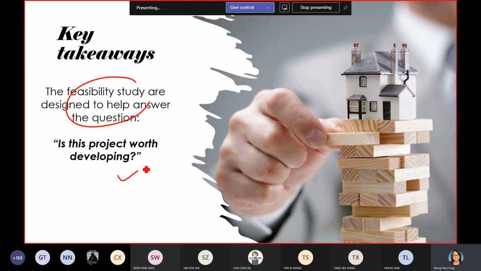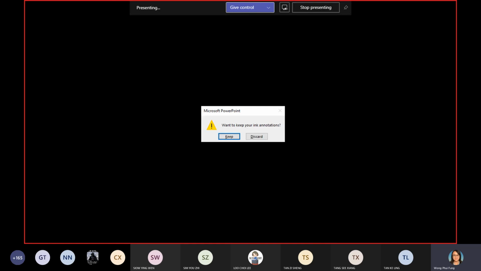How much profit will be generated at the end? What is the rate of return? So that is the big question that the client always asks the QS. What is the level of this return? Okay, so that's all. Do you have any questions?